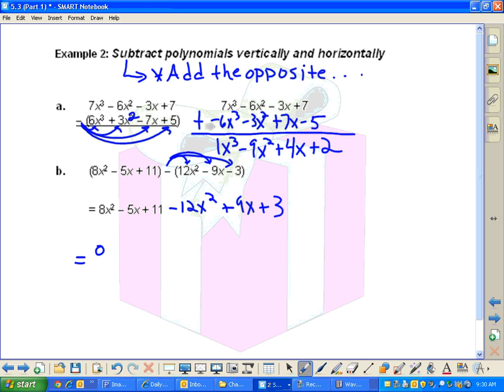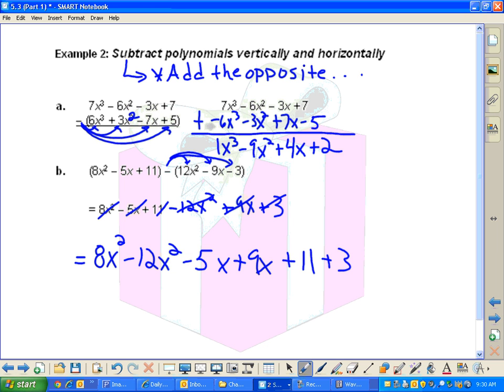So you're going to buddy up the x squared, or I'm sorry, the 8x squared, and the negative 12x squared. And then you're going to buddy up the negative 5x and the positive 9x, because they're like terms. And then the positive 11 and the positive 3. And then combine. So 8x squared, take away 12x squared. That's negative 4x squared. Negative 5x and 9x is 4x. And 11 and 3 is 14.